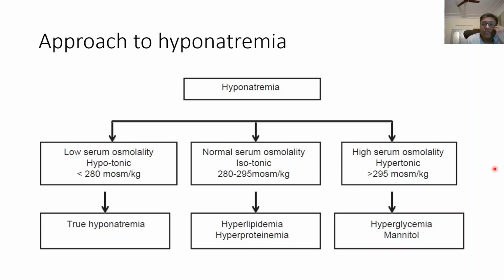If there is high serum osmolality, more than 295, and hyponatremia, that can happen in the cases of hyperglycemia, very high glucose, or mannitol. These are all solute rich, so this suddenly will increase your osmolality, but because of the shifts, there will be hyponatremia.